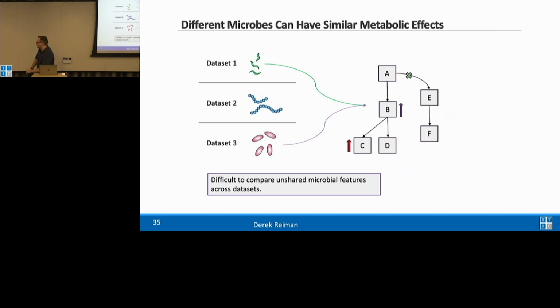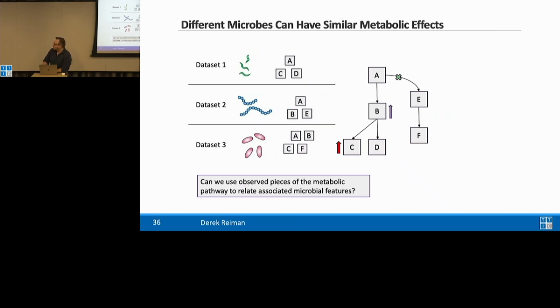So in this case, with just microbiome data, there's really no way of comparing the function of the microbes from data set 1, these 3 green microbes, and these 4 microbes of data set 3 in any functional way. However, now we have metabolomic data. So let's bring that into the picture. And we've captured bits of our pathway in our metabolomic profiling.